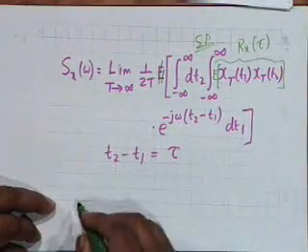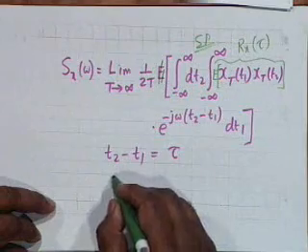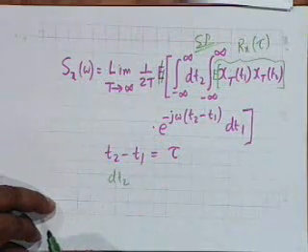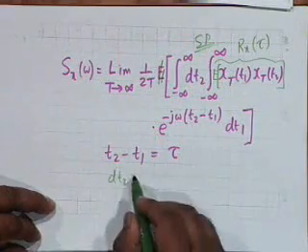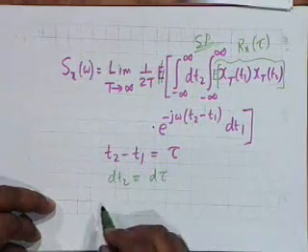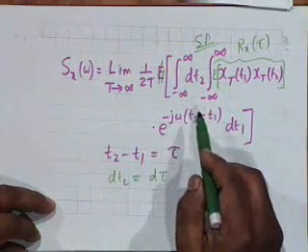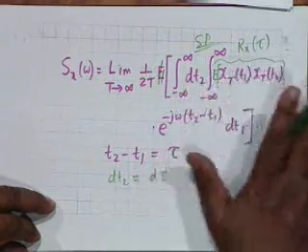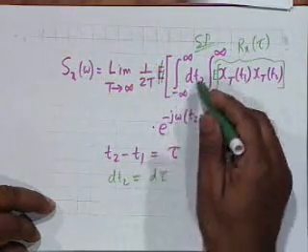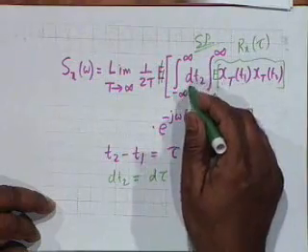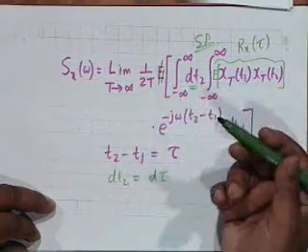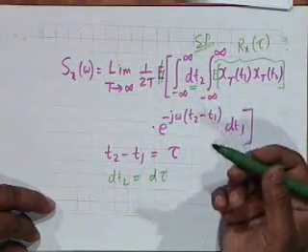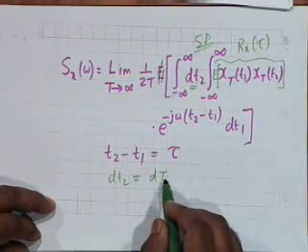And therefore, if t2 minus t1 is equal to tau, then dt2 shall be equal to d tau for the second integral. Isn't that right? For the second integral, first I integrate with respect to t1, then I integrate with respect to t2. When I integrate with respect to t2, obviously t1 is a constant. So dt2 is equal to d tau.